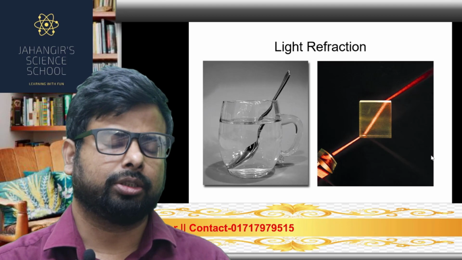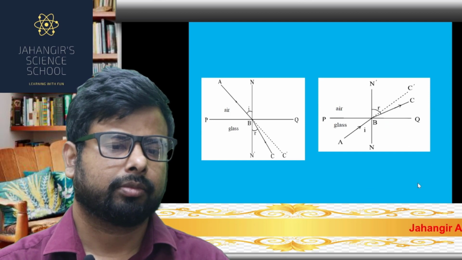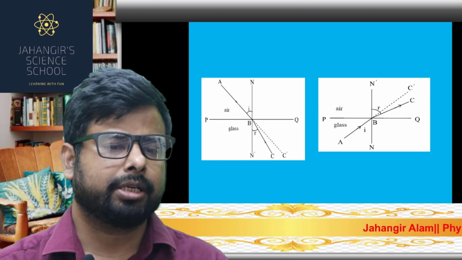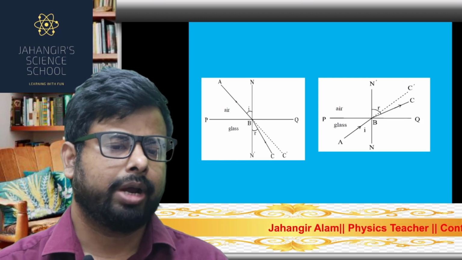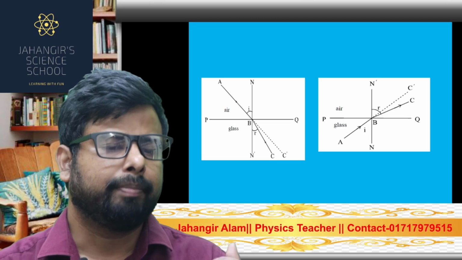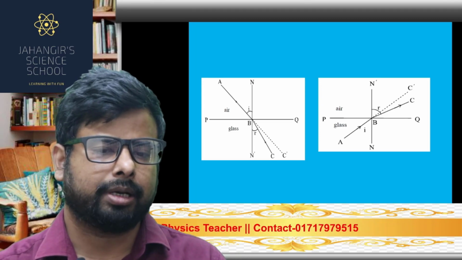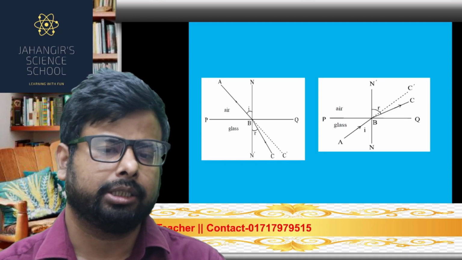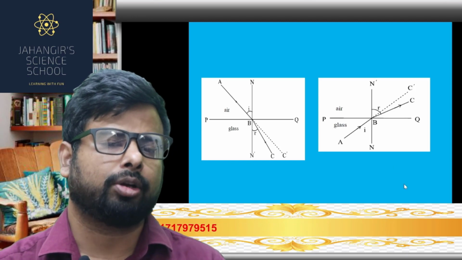Light refraction, or refraction of light. What is refraction of light? Look at the diagram here. In the first diagram, light passes from air to glass. When light passes from air to glass obliquely, it bends towards the normal. On the other hand, when light passes from glass to air, it bends away from the normal.